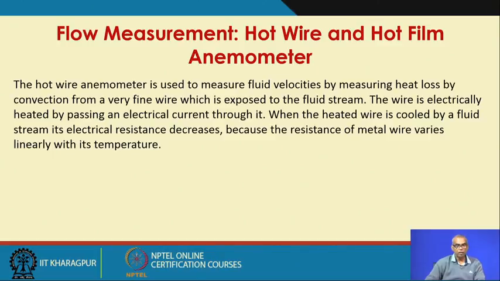The hot wire anemometer is used to measure fluid velocities by measuring heat loss by convection from a very fine wire which is exposed to the fluid stream. The wire is electrically heated by passing an electrical current through it. When the heated wire is cooled by fluid stream, its electrical resistance decreases because the resistance of metal wire varies linearly with temperature. Instead of hot wire, we can also have hot thin film.